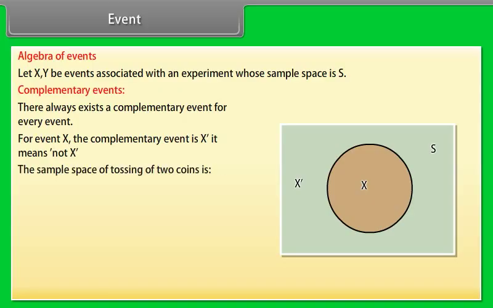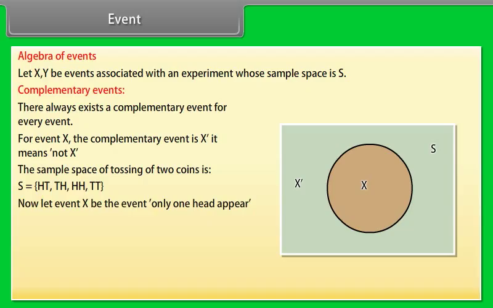The sample space of tossing of 2 coins is S is equal to HT, TH, HH, TT. Now let event X be the event only one head appears. X is equal to HT, TH. The complementary event X dash is equal to HH, TT.